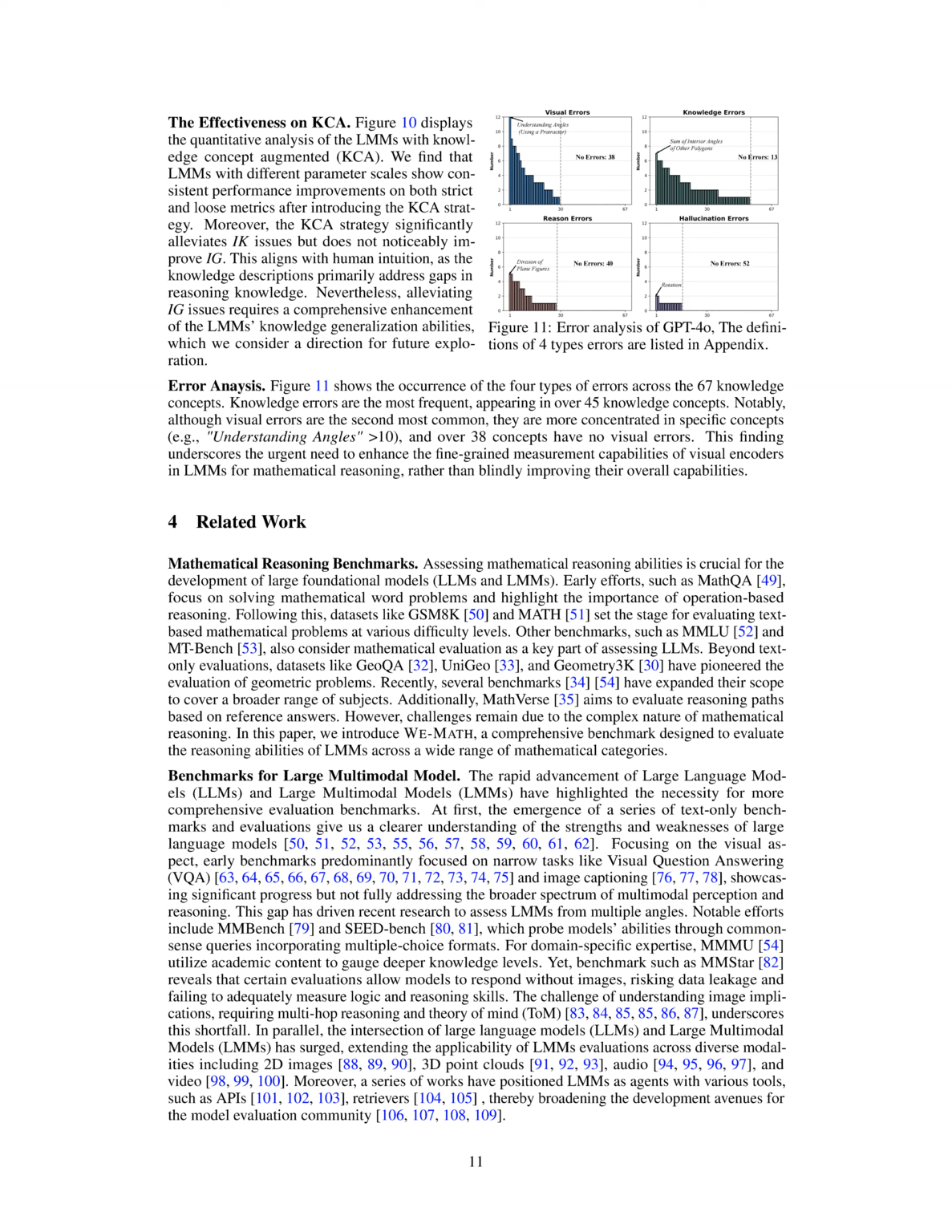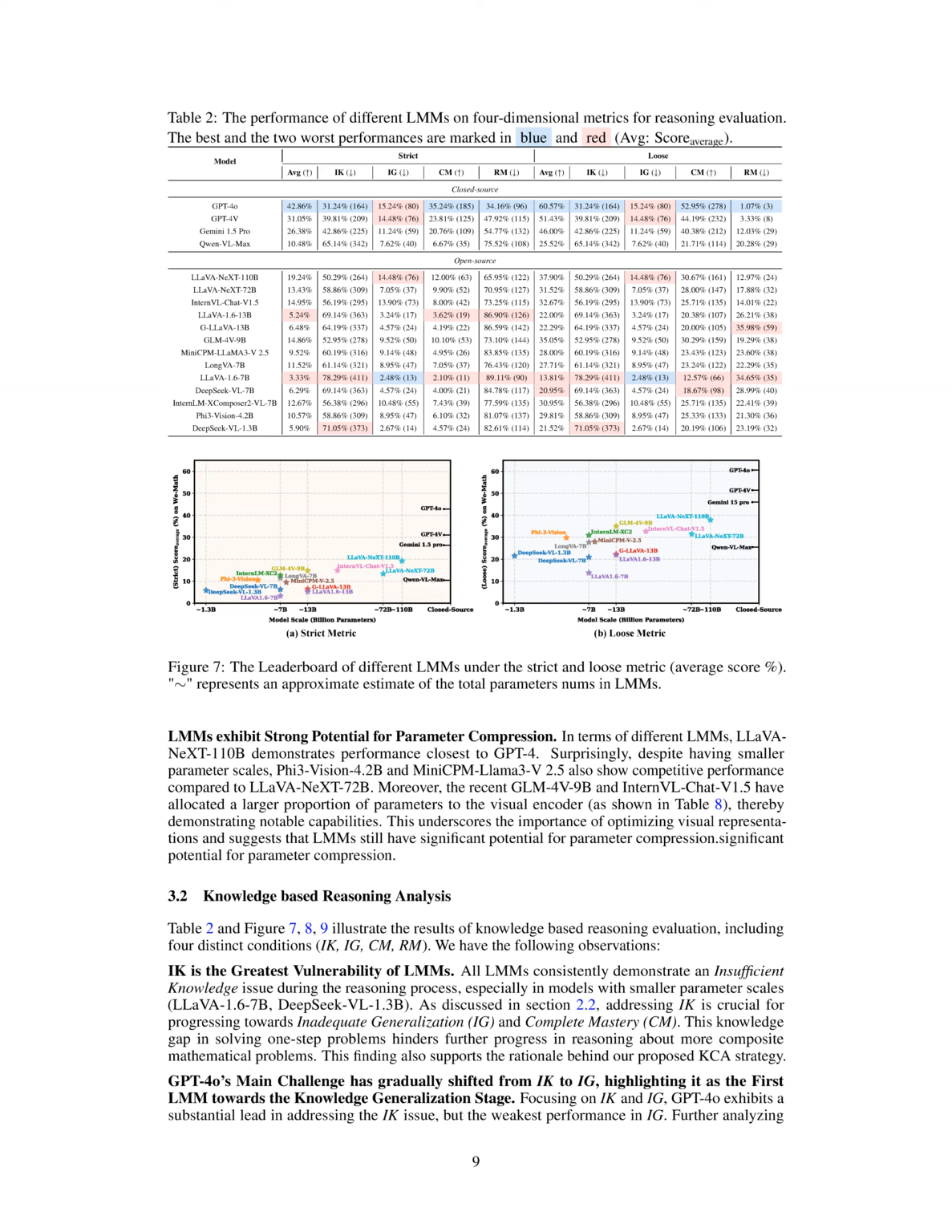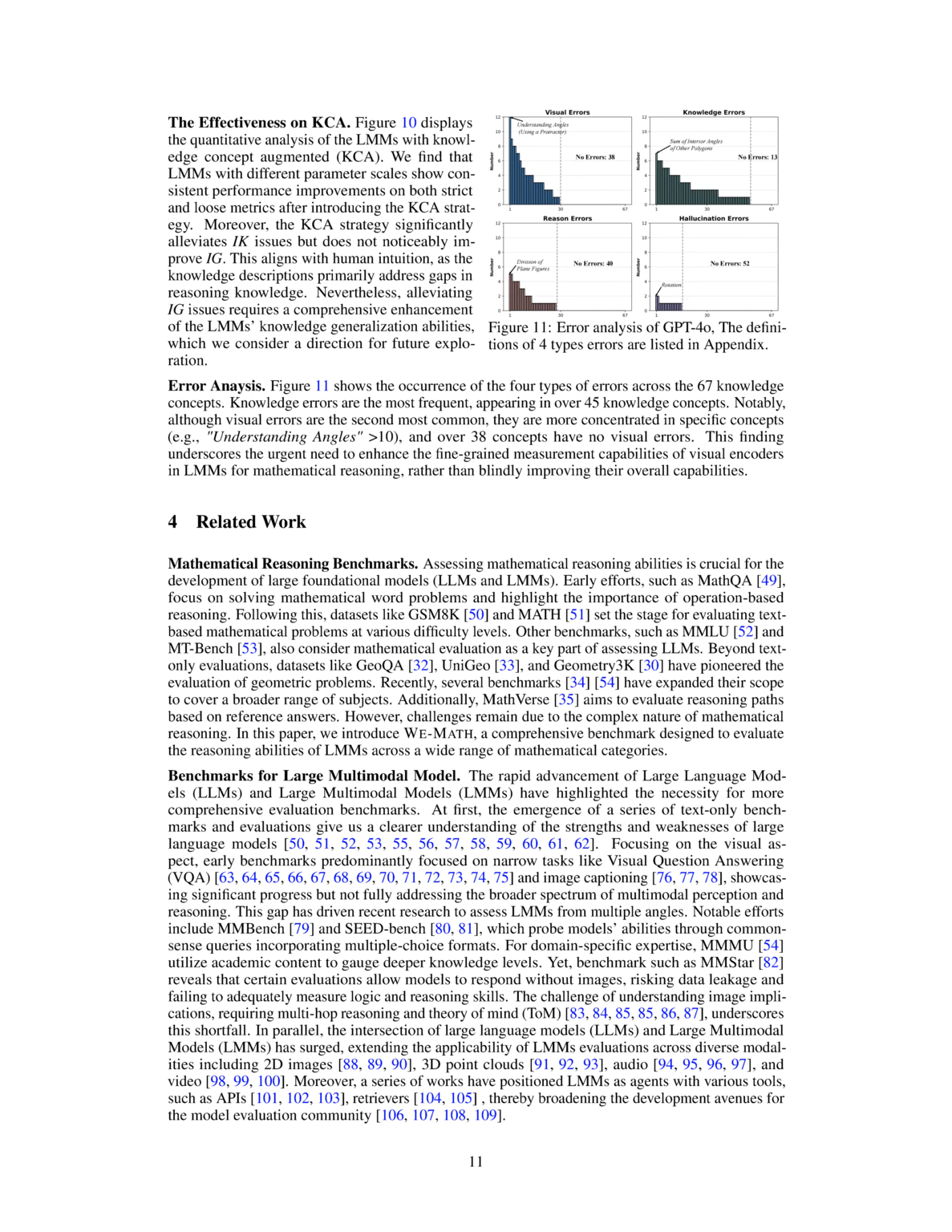6. Quantitative analysis. The effectiveness of the proposed knowledge concept augmentation (KCA) strategy is quantitatively analyzed to evaluate the performance improvements in LMMs. The KCA strategy aims to alleviate insufficient knowledge issues and enhance the reasoning capabilities of the models. 7. Error analysis. The occurrence of different types of errors across the 67 knowledge concepts is analyzed to identify common pitfalls in visual mathematical reasoning. Knowledge errors and visual errors are assessed to pinpoint areas for improvement in LMMs' reasoning processes.